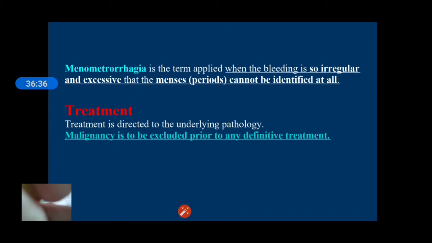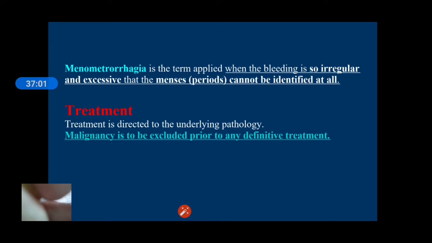Menometrorrhagia, where the bleeding is so irregular and excessive that the periods cannot be identified at all. So such a condition is called menometrorrhagia. Metrorrhagia means acyclic and irregular bleeding, but if it is so irregular and excessive that we cannot predict when the cycle started and when it is going to stop, then such a condition is called menometrorrhagia.